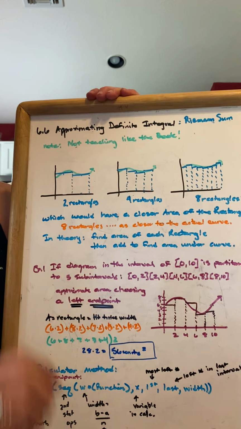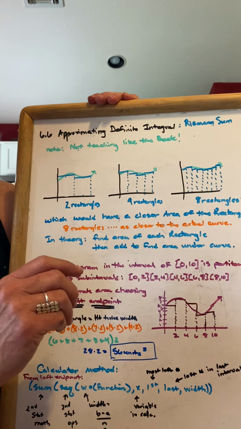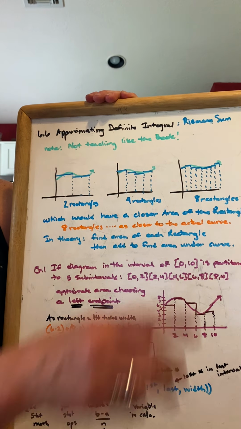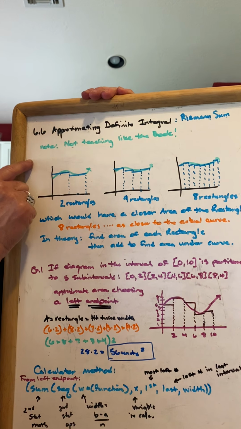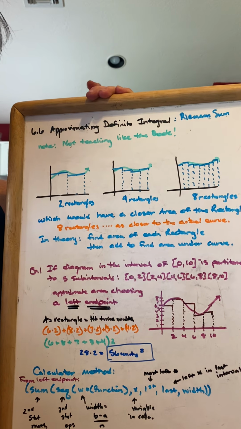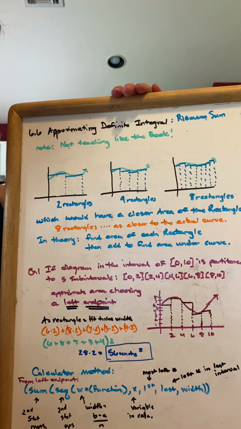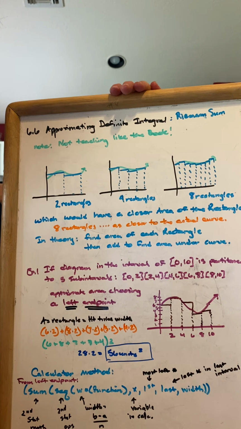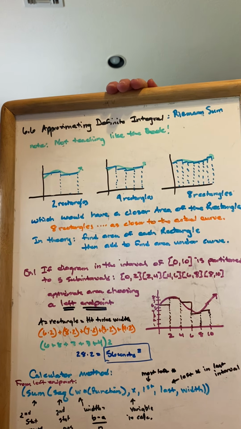All right, here we go. We're going to do 6.6. The first thing I'm going to tell you, the title is called Approximating Indefinite Integrals. It is the Riemann Sum. And note, I am not teaching it like the book. So the book on 6.6 will not help you. You're going to get a worksheet to go along with this, and the worksheet will have what I want you to do in this sequence.